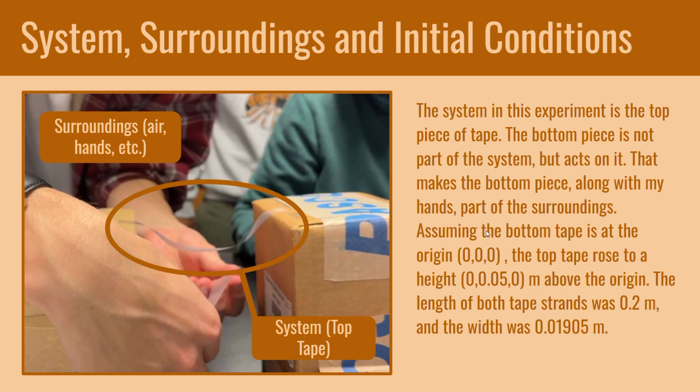So the bottom tape is at the origin. The top tape, while we're looking at it, is at a height 5 centimeters above the origin. The length of both tape strands was 0.2 meters, and the width was 0.01905 meters.